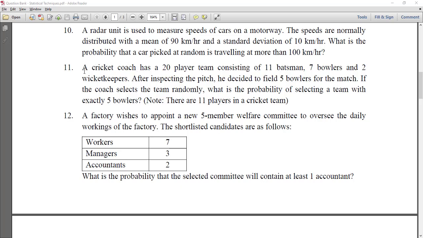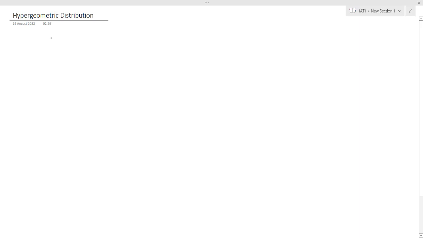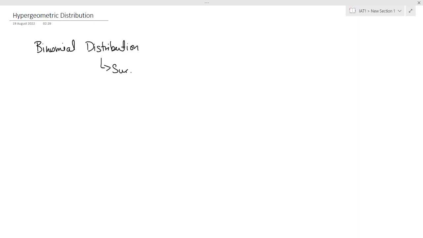So the next two questions that we have, that is question number 11 and question number 12, these are based on hypergeometric distribution. So we will be seeing what hypergeometric distribution exactly is. See, when we were doing binomial distribution, we saw that each experimental run, that is each sample space, can have only two outcomes. What can be that outcome? That can be either a success or that can be a failure, right?